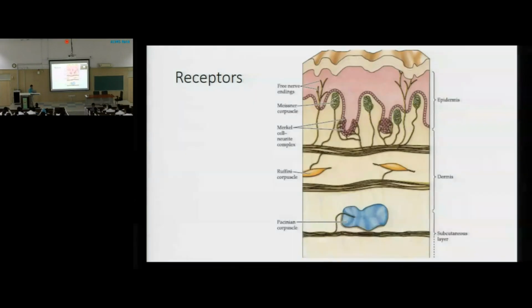Now this is your types of receptors present in the skin. For example, in the fingertip, which receptors do you have? Receptors in the epidermis and the dermis. So free nerve endings are the most crude type of receptors. Okay? We will go into detail on that. Meissner's capsules, Merkel cells, Ruffini capsules, and Pacinian capsules are deep in the skin.